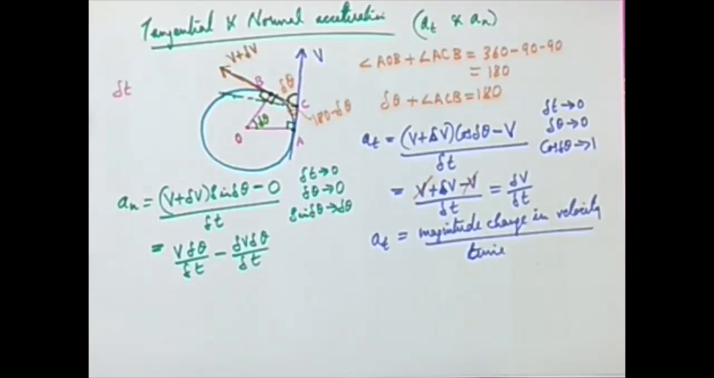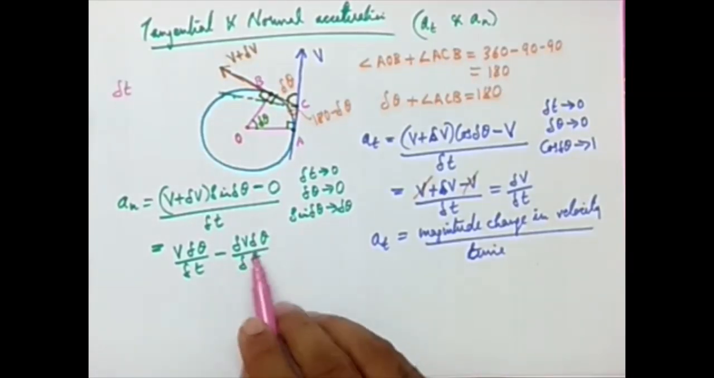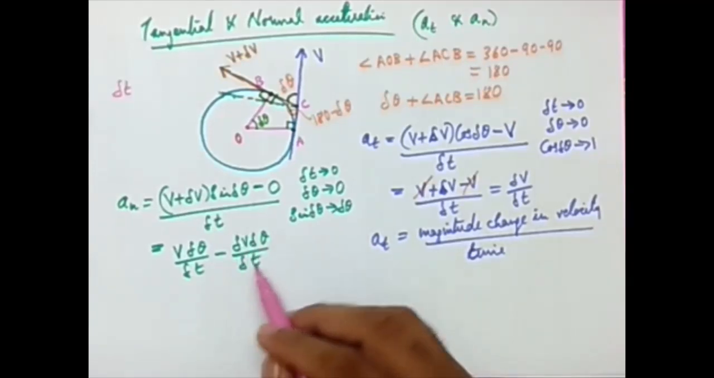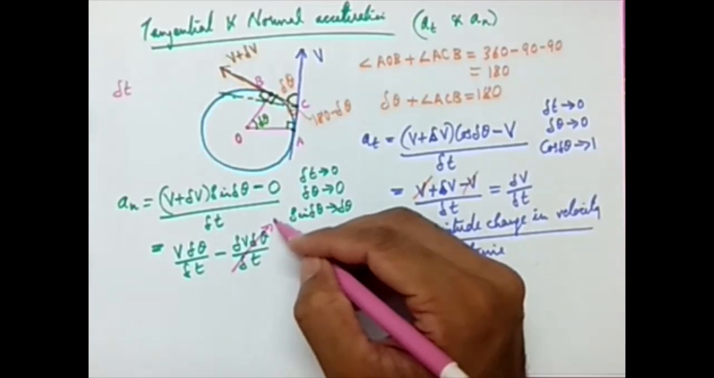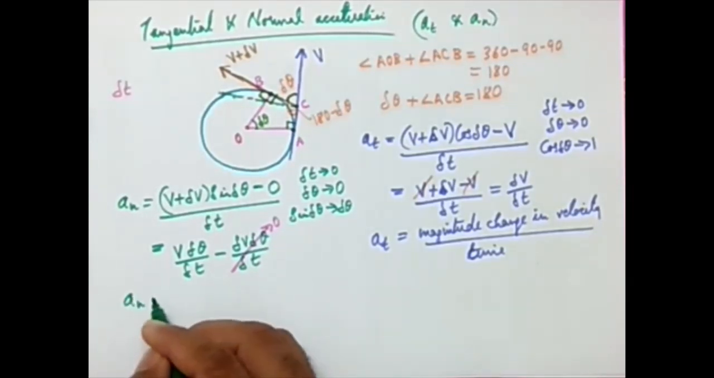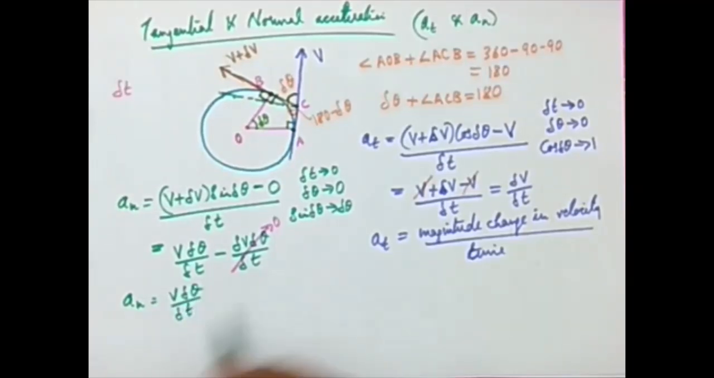Okay, and here delta theta is a very small component. I'm multiplying it with a very small change in velocity. So this component is negligible. So I can neglect it, or I can consider this approximately 0. So what I'm left with is an is equal to v delta theta by delta t.